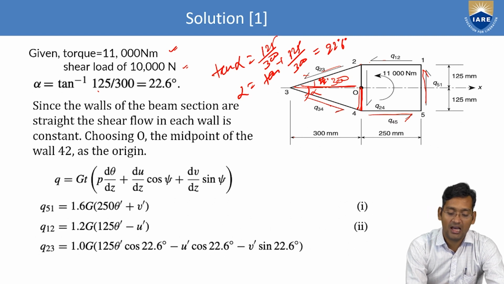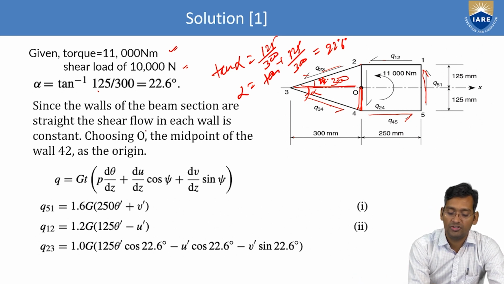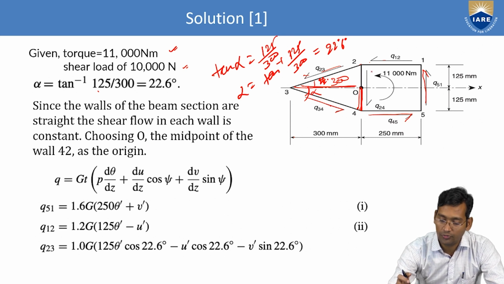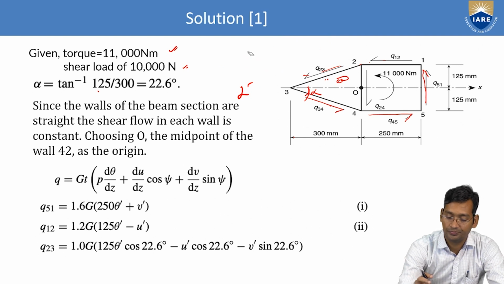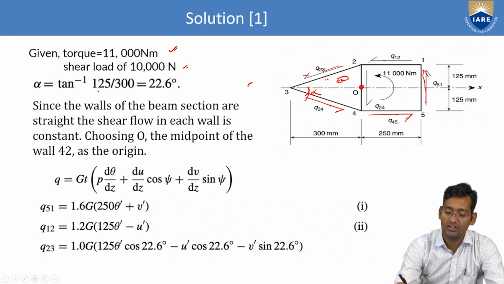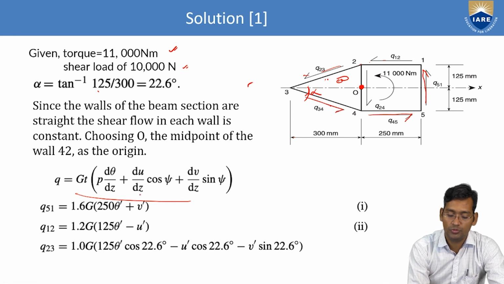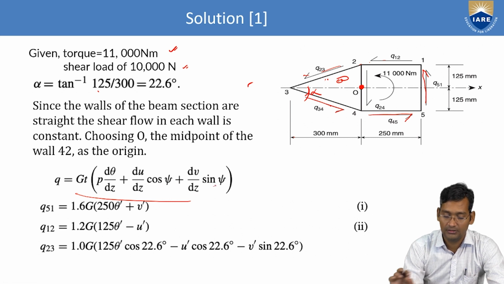Since the walls of the beam section are straight, the shear flow in each wall is constant. Because all walls are straight, not curved, the shear flow will be constant in each wall. Choosing O, the midpoint of the wall 4-2 as the origin, so taking this point as the origin, whatever we calculate will be from this point. Then q will be equal to the shear flow distribution formula: q equals G t into p d theta by dz plus du by dz cos psi plus dv by dz sin psi.